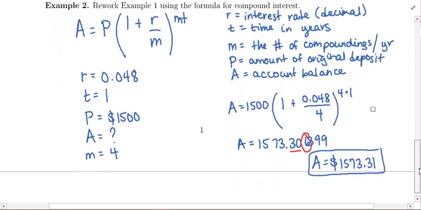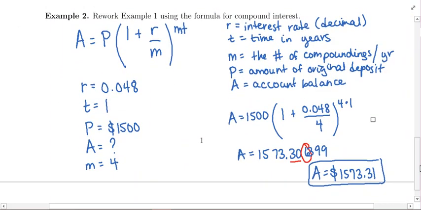Obviously it's a whole lot more convenient to use the formula than mapping something out. I just wanted to give you an example. In example 1, I wanted to show you behind the scenes what compound interest is doing, and now you can see that this formula works to give us the correct answer. So hopefully you understand how to use the formula.